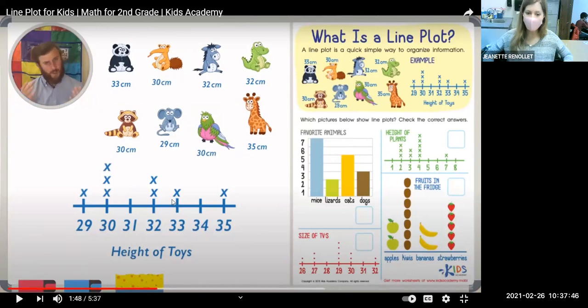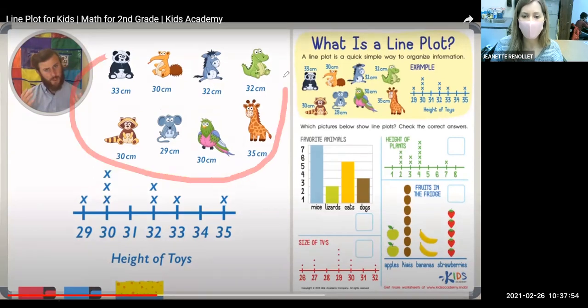So in this example, we have a data set. Data is information. So look at the top. Here is a collection of animals and their lengths, how long these animals are.